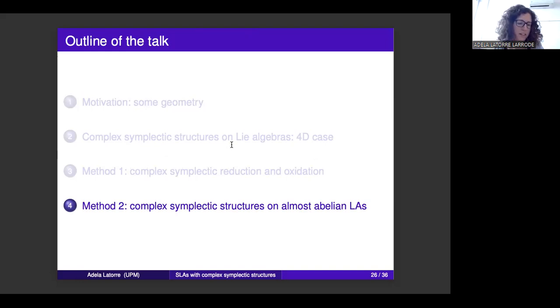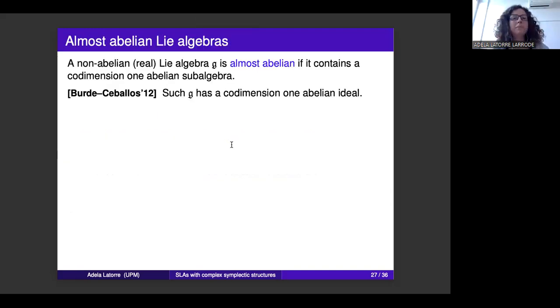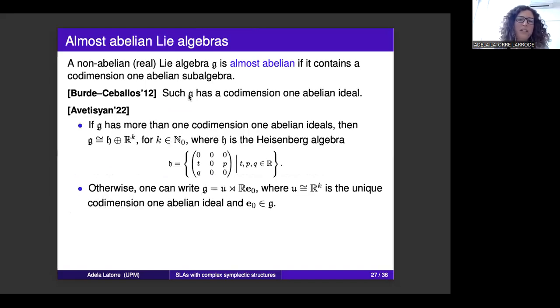The second method, instead of reducing the dimension and then going back again, we decided to study complex symplectic structures on a special kind of solvable Lie algebras called almost Abelian. So a non-Abelian Lie algebra is called almost Abelian if it contains a codimension one Abelian subalgebra. But applying some results, one can check that this is equivalent to your Lie algebra having a codimension one Abelian ideal. And indeed, when your Lie algebra has a codimension one Abelian ideal, two things can happen.